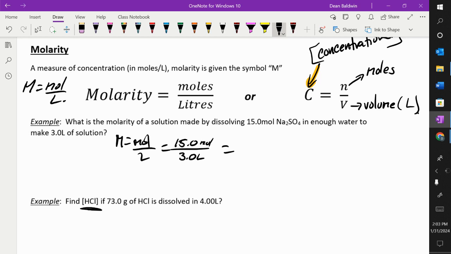Yeah, 5. How many sig figs should we have? 2. 5.0 M. Okay. That's about as basic as they're going to get. It would have been if we were in the pH unit, the acid bases unit. I'll save it till then.